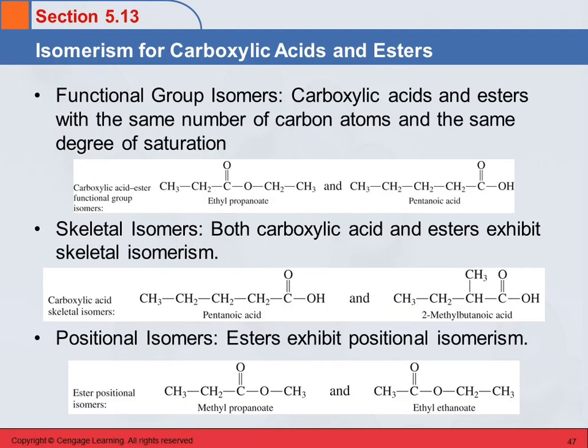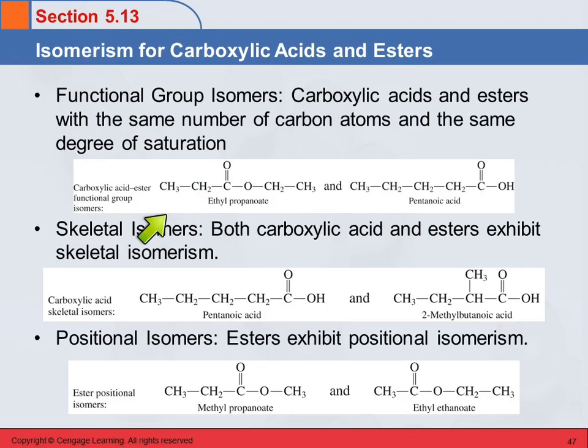So of course we can get isomers, and again we have to try to keep these different kinds of isomers straight in our minds. Functional group isomers. Okay, so these are compounds with the same number of carbon atoms, same number of hydrogens, oxygens. Isomers always have the same molecular formula.